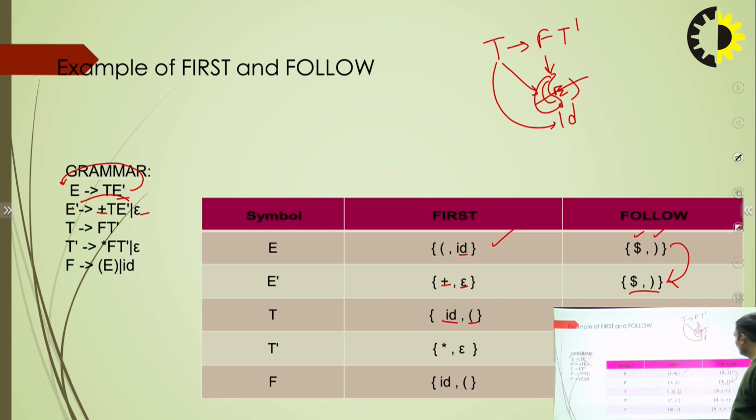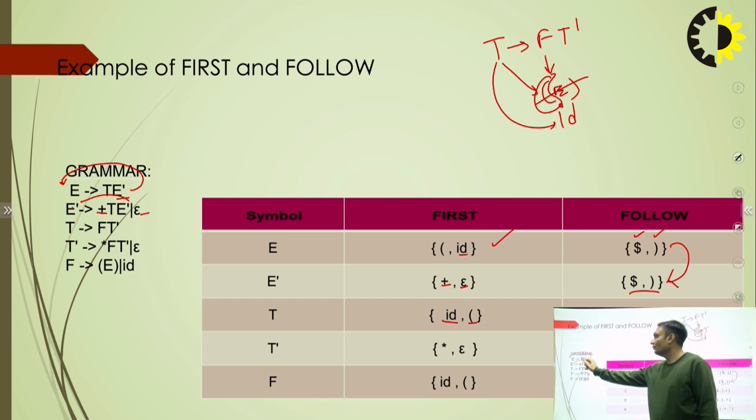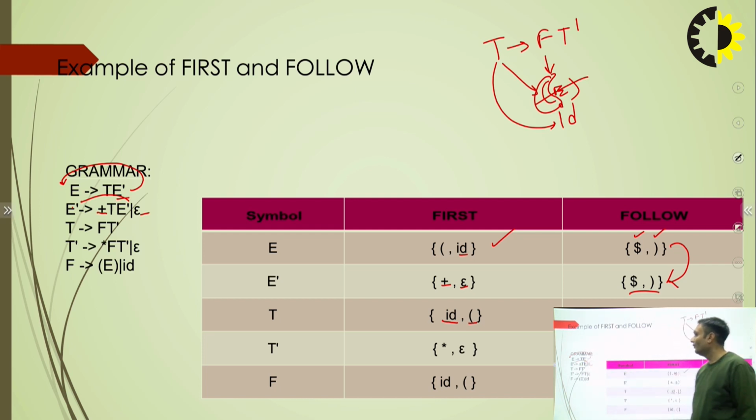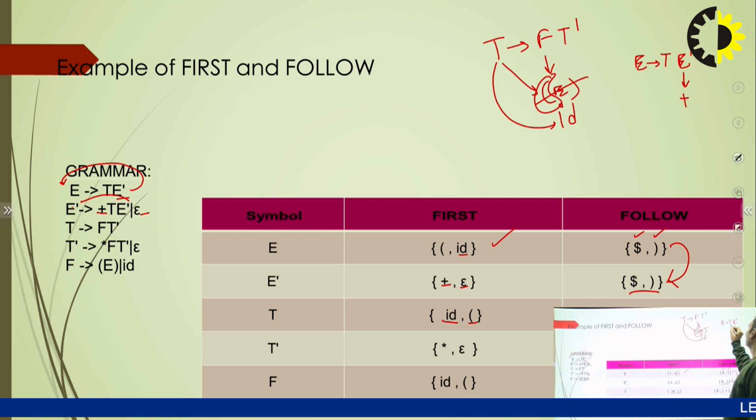Similarly, to check the follow, we will see whether T is present in the right hand side or not. Yes, T is present in the right hand side of the production rule of E. So who is following T? As per rule number 1, E dash is following T. Now, how can we replace this? This is not a terminal. We can replace it with plus. Now who is following this T? Plus is following this T. So plus will be the follow of this T.